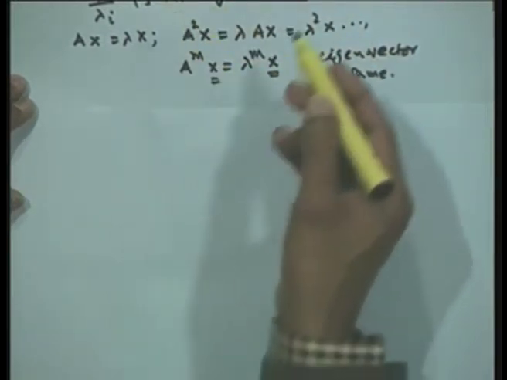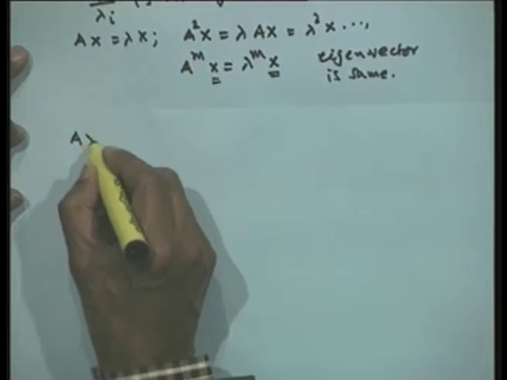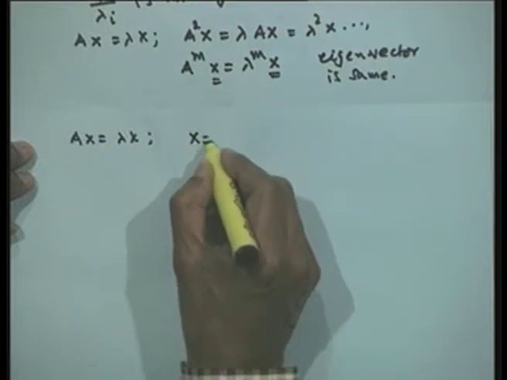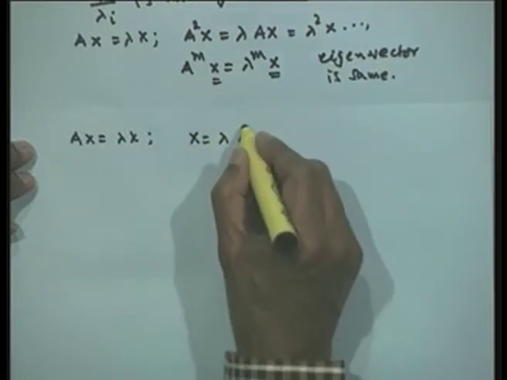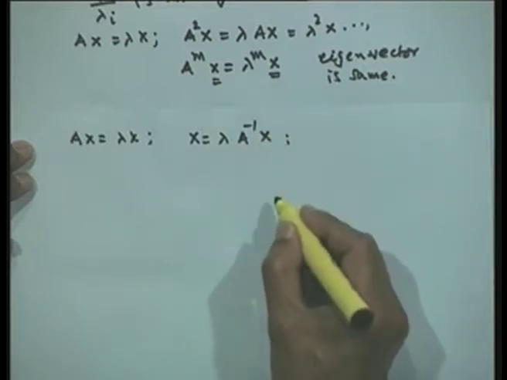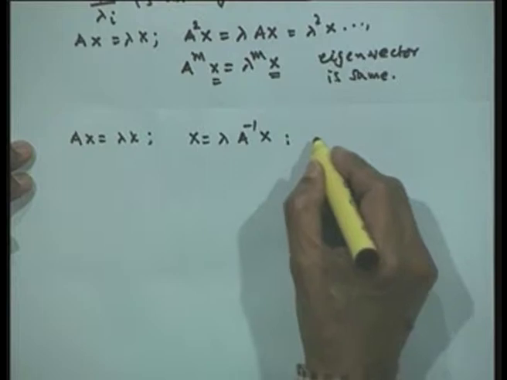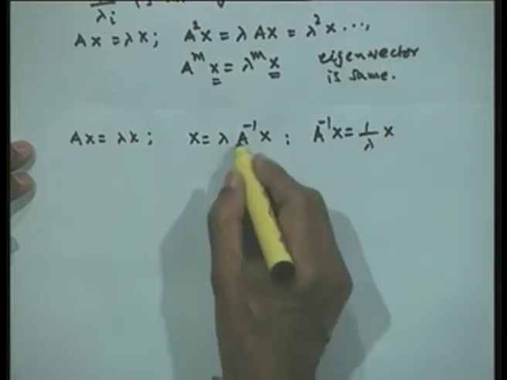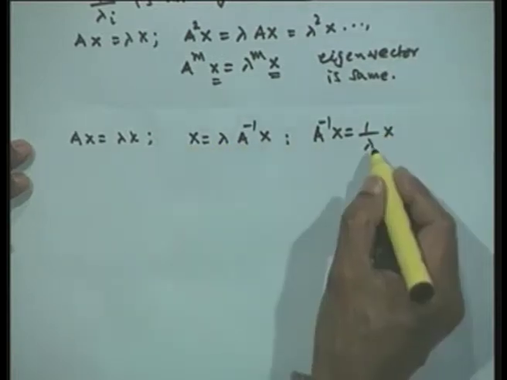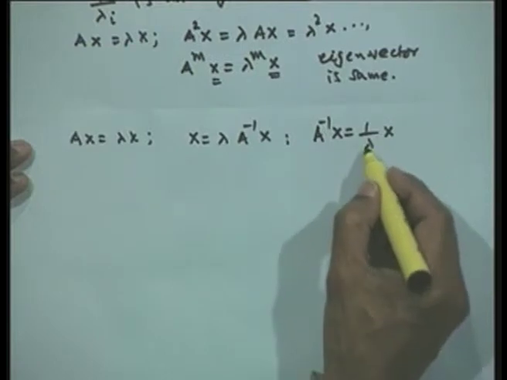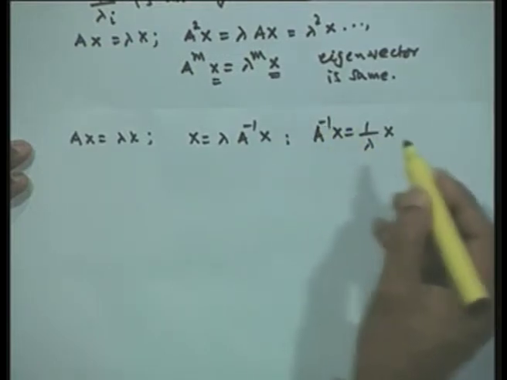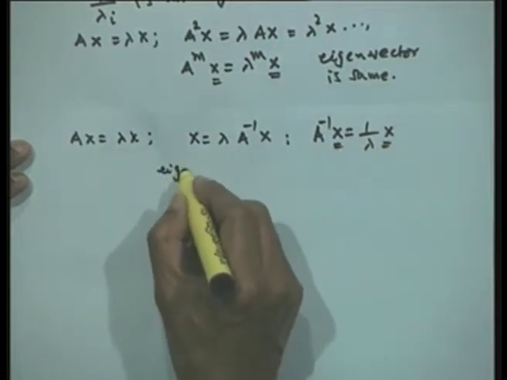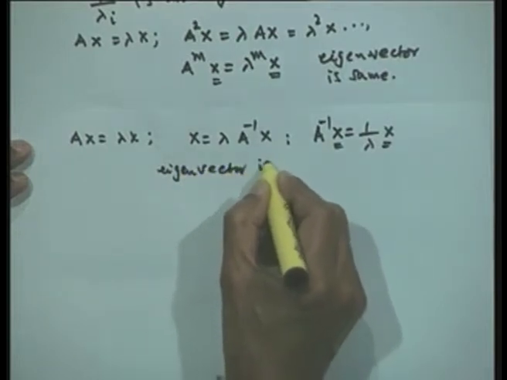I want to find the property for the inverse. So I again start with Ax equal to lambda x and pre-multiply by A inverse. So I will have lambda into A inverse of x equal to x, then I bring lambda to the denominator. So I will have A inverse of x equal to 1 upon lambda of x. Therefore this shows that 1 upon lambda is the eigenvalue of A inverse and x is again the same. Therefore the eigenvector in this case is also the same.